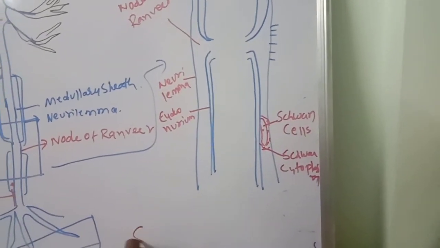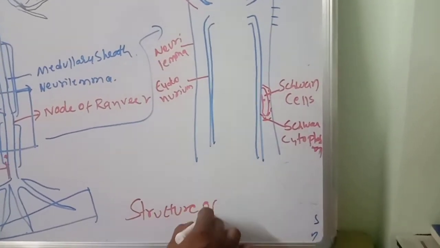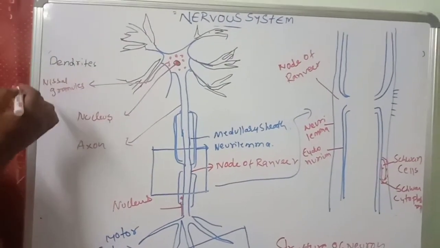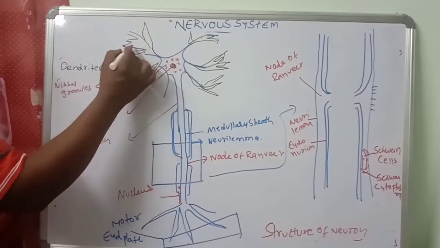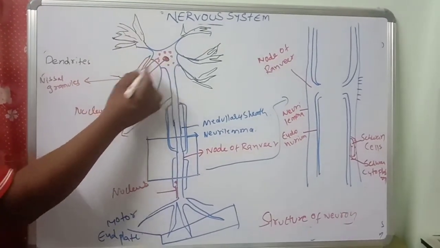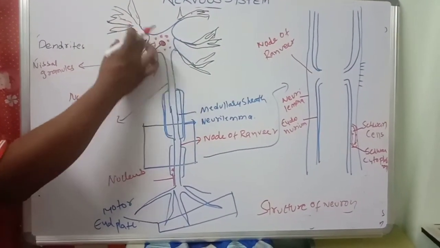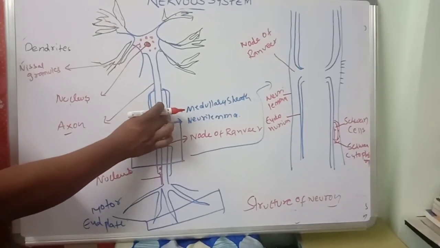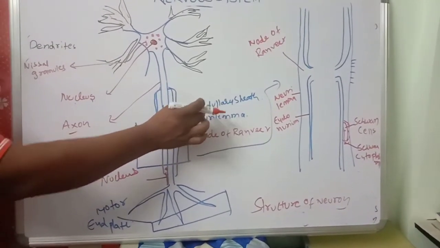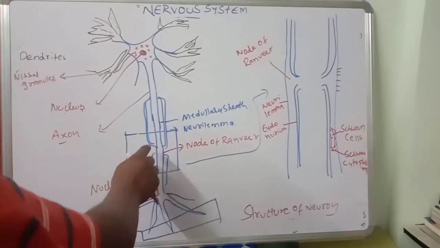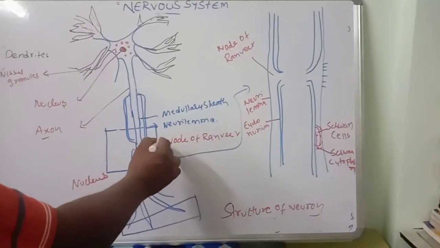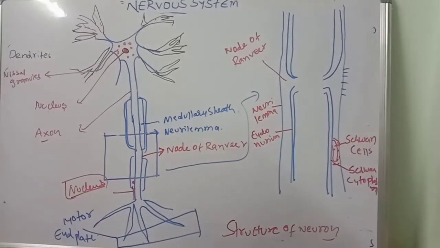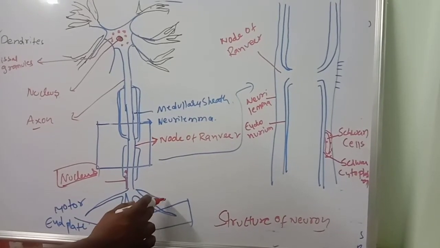So this is the structure of neuron. What we discussed: dendrites, Nissl granules, the nucleus, and the axon. The axon has only one end, and at the other end there are so many branches. This axon is covered with one neurilemma outside, and inside is the myelinated sheath, or medullary sheath. The unmyelinated areas are called nodes of Ranvier. These myelinated sheaths also have Schwann cells with nuclei, and these are the nerve endings.